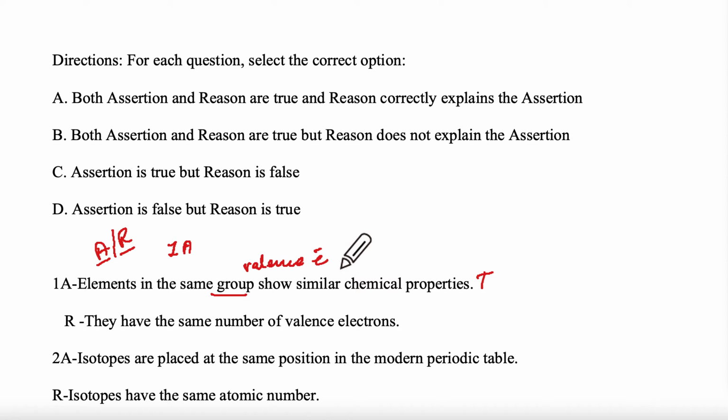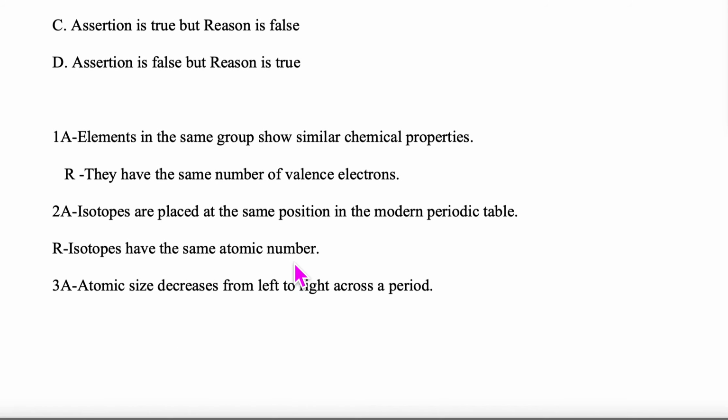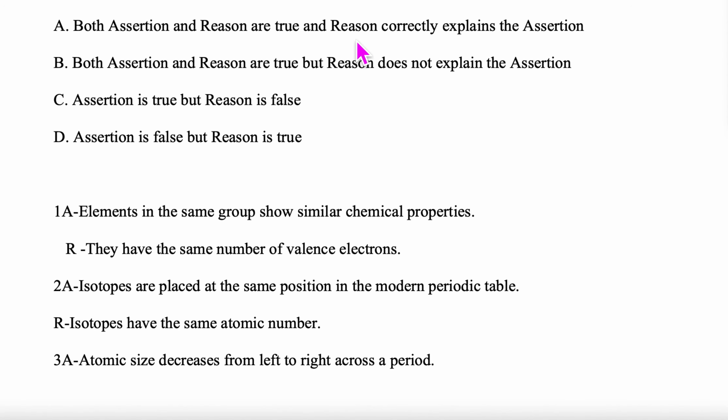Okay, so for one, valence electrons will be the same, so the chemical property is the same, so assertion is true. Okay, and the reason they have the same number of valence electrons is also true. Correct, so both of them are true, and the correct reason, A. Understanding? Isotopes are placed in the same position is true. Reason they have the same atomic number, this is also true. So correct reason, that is A.